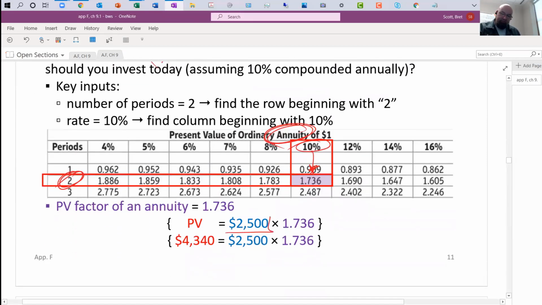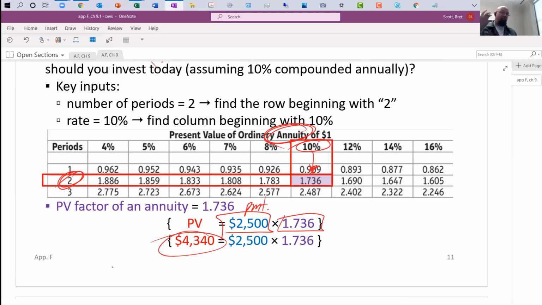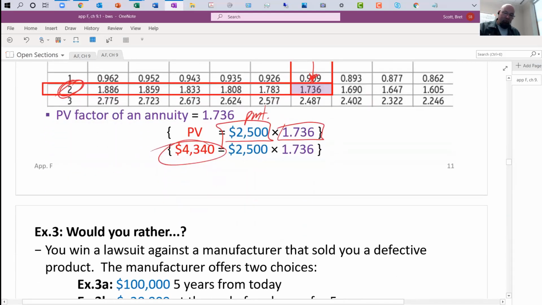But what you want to do is take the payment amount. This is the payment, the regular interval payment, and multiply it by the annuity factor. I'm going to get it, in this case, twice. So when I multiply those out, I get a present value of $4,340. We'll talk more about what that means, but essentially the key thing here is you just want to be able to use present value factors rather than just memorize formulas.